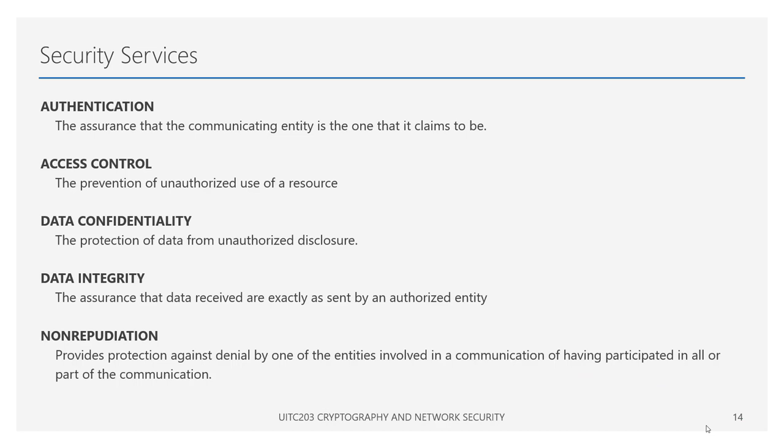Apart from the above mentioned services, there is another service called availability. Both H.800 and RFC 2828 define availability to be a property of a system or a system resource being accessible and usable upon demand by an authorized system entity. Denial of service is an attack that prevents the availability service.